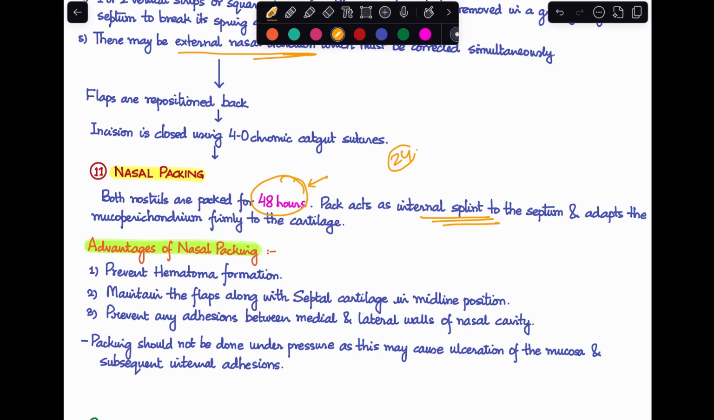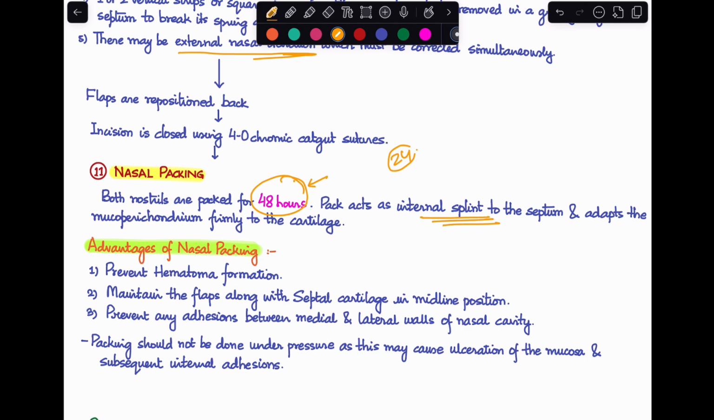The advantages of doing a nasal packing are, first of all, that it will prevent the development of any hematoma, which is a collection of blood under the flaps. Second, it will help you in maintaining the flap along with the septal cartilage in the midline position. And third, if you place the pack properly, it will prevent any adhesion, which is synechial development. Say, while performing septoplasty, you have by mistake injured the mucosa on the lateral wall. If you do not place a pack, the raw surfaces on the medial and lateral wall of the nasal cavity will join together and form a synechium, which will lead to nasal obstruction.